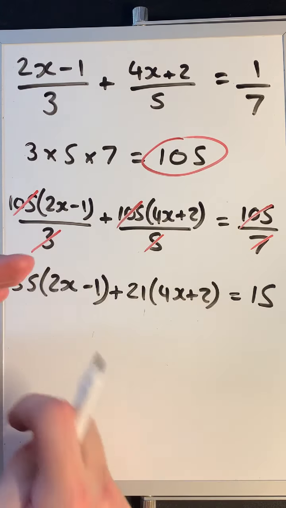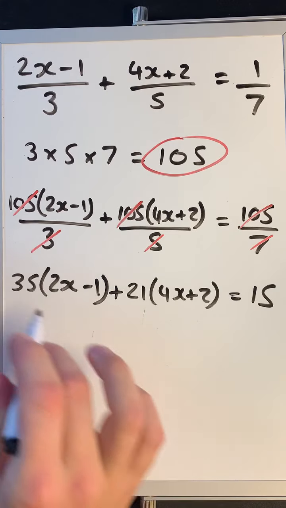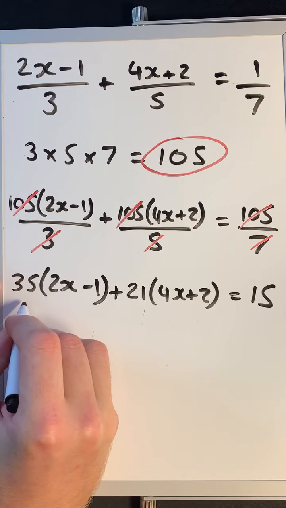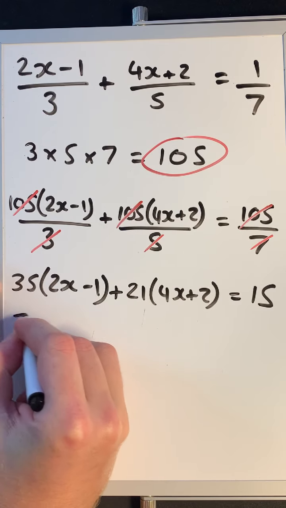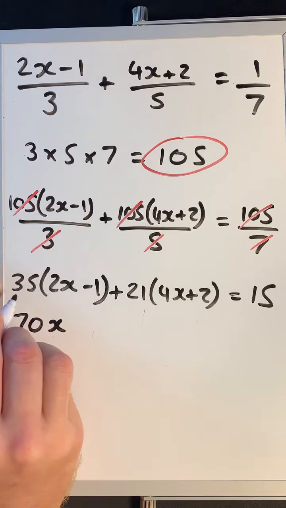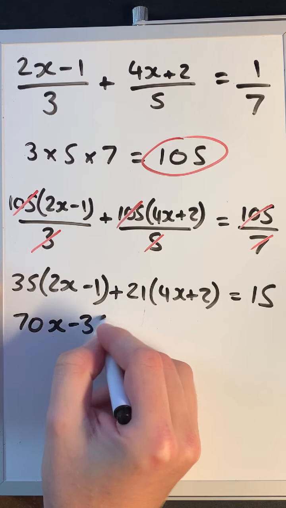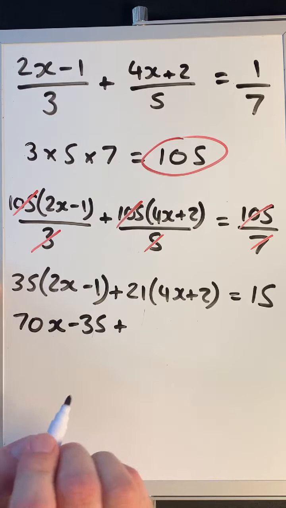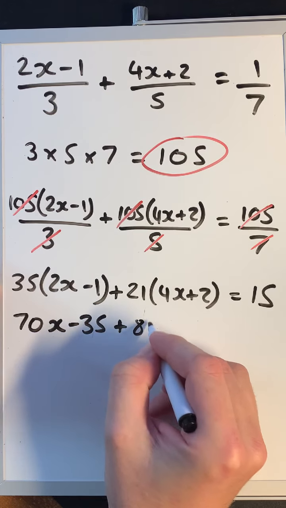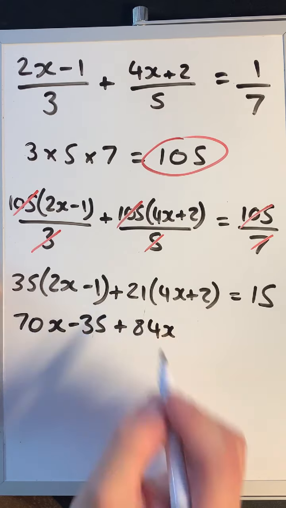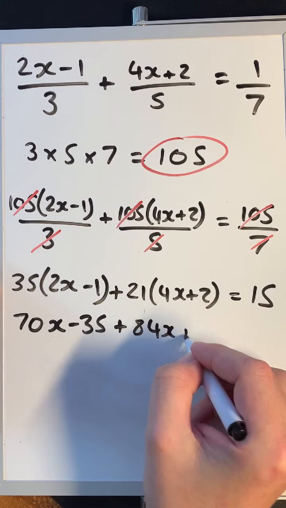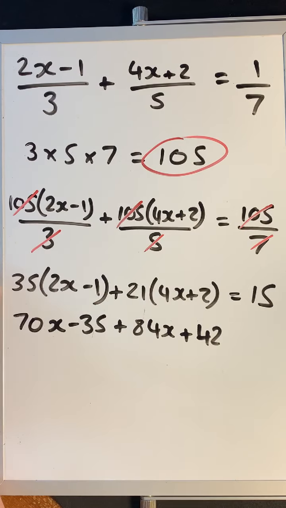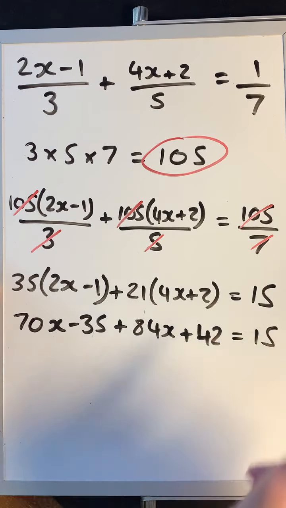Right, so same situation then as some of the easier linear equations. Multiply these out, get separate terms. So 35 times 2x is 70x. 35 times minus 1 is minus 35. Plus 21 times 4x is 84x. 21 times 2 is 42. And on the right hand side, of course, you've got 15.